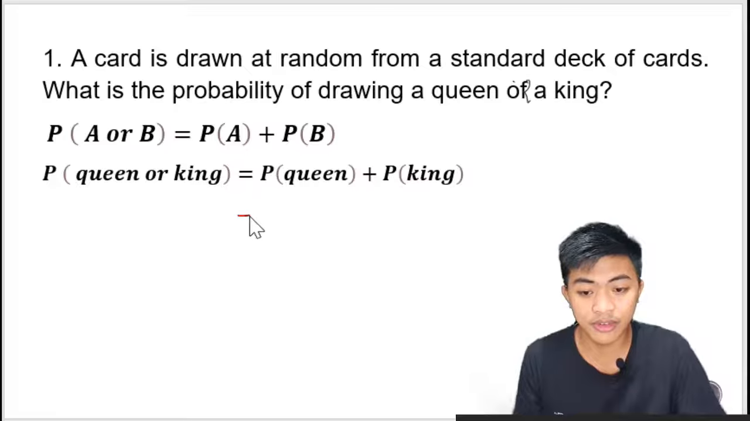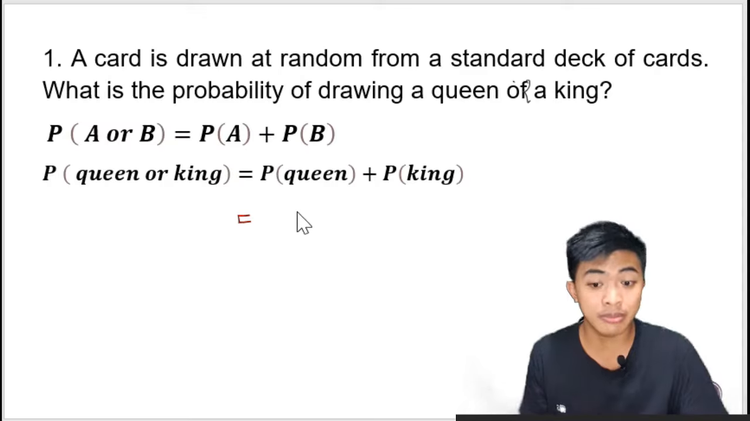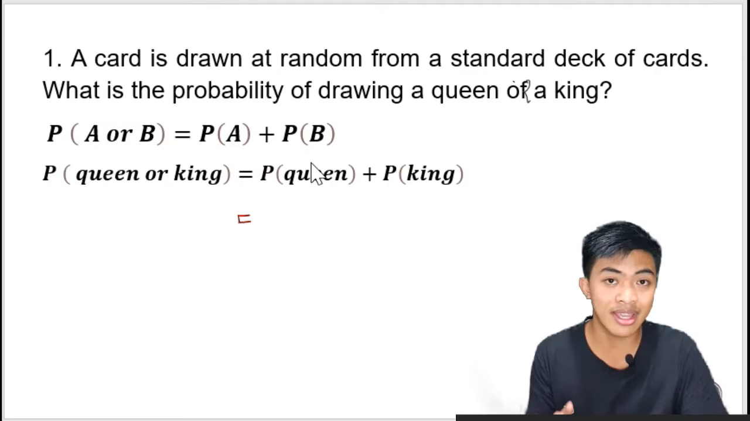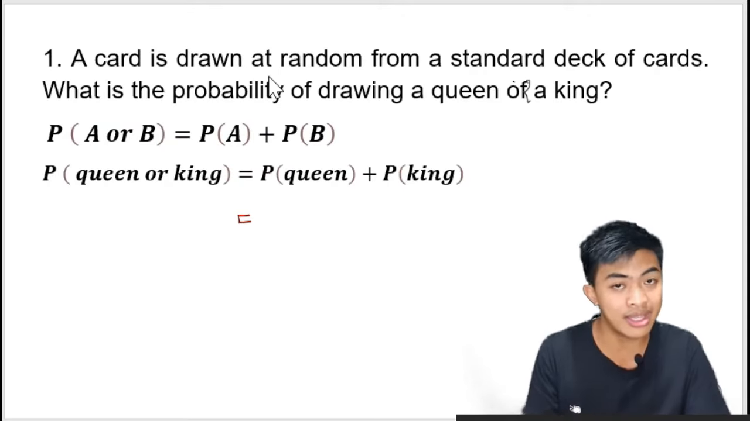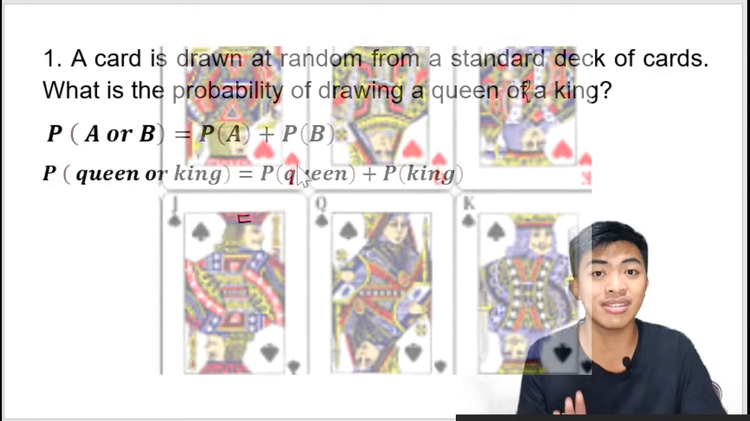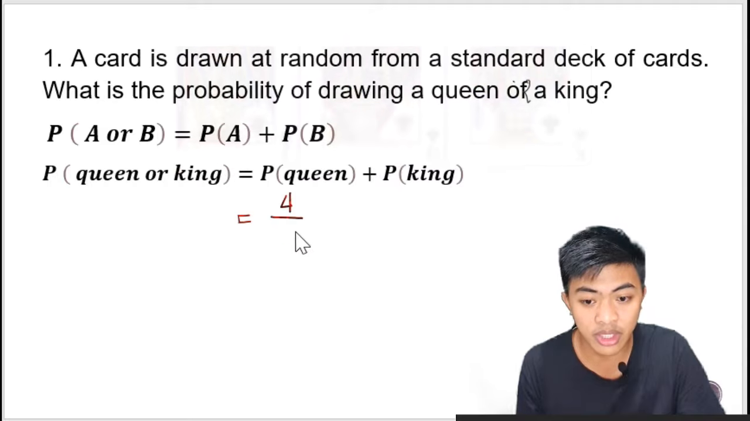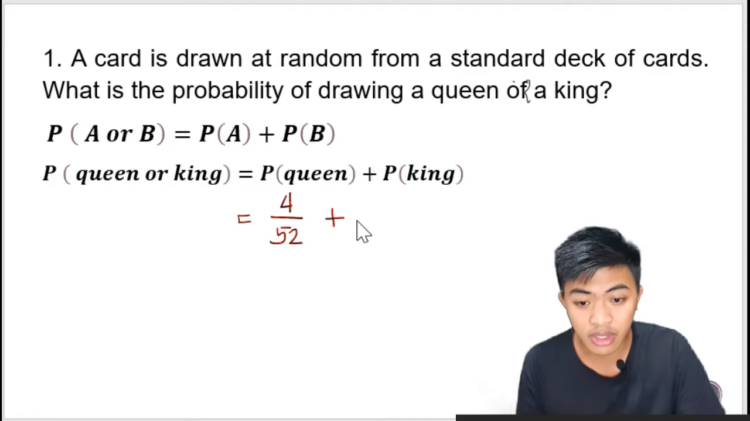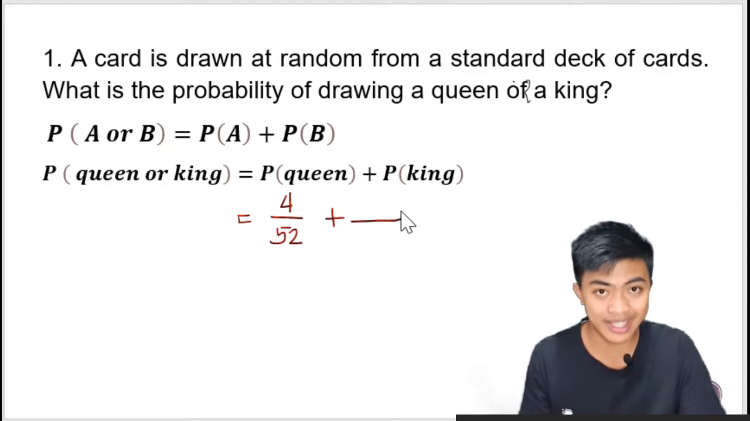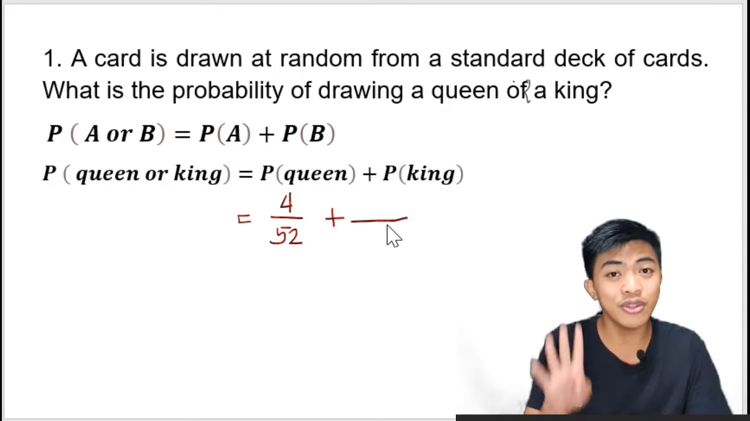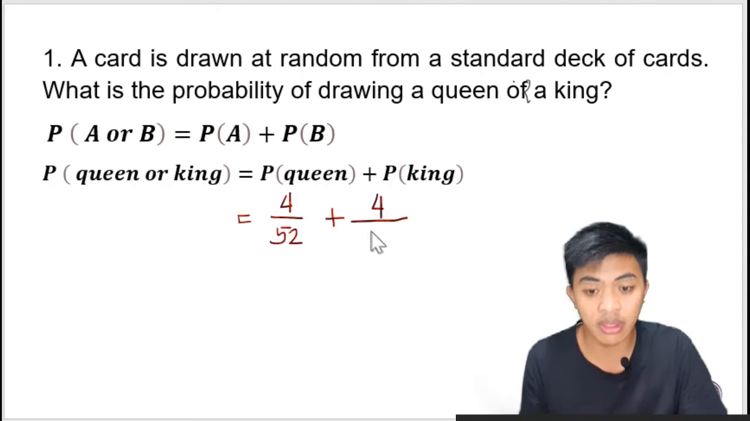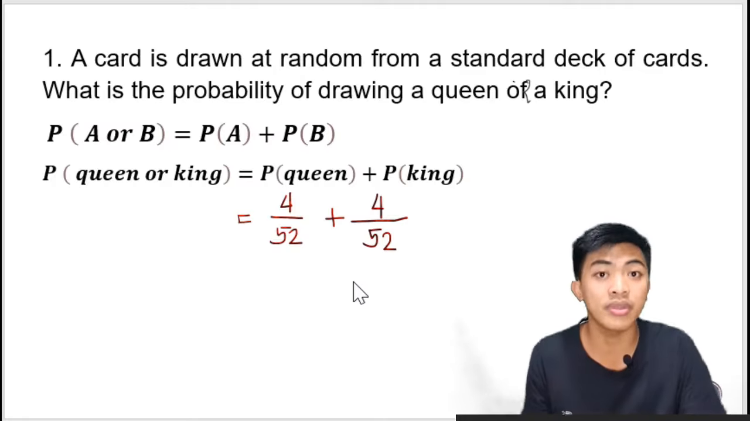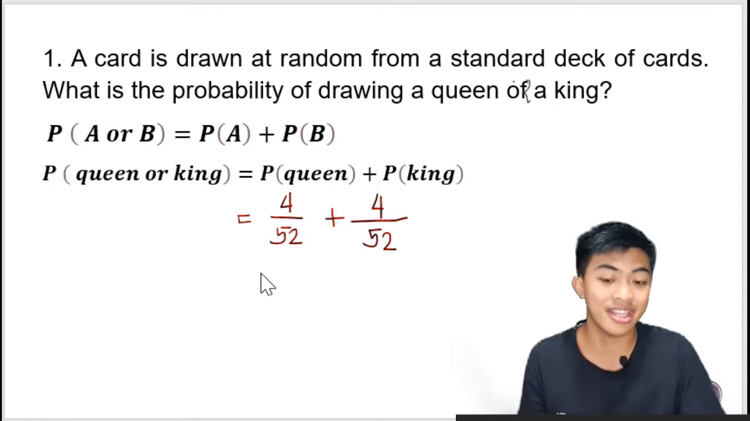Okay, so the first thing we're going to do is to get the probability of the first event. Okay, the first event is that when you will get a queen, and there are 4 queens in a standard deck of cards. So that will be 4 over 52, since there are 52 cards all in all, plus the probability of getting a king. Okay, so there are also 4 kings. 4 over 52 is the probability of getting a king.